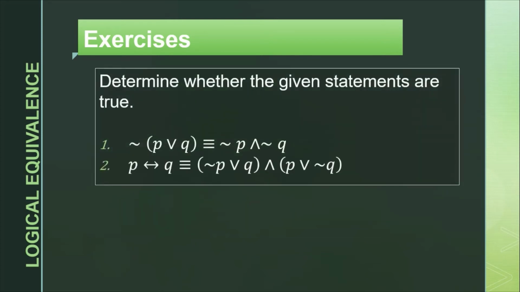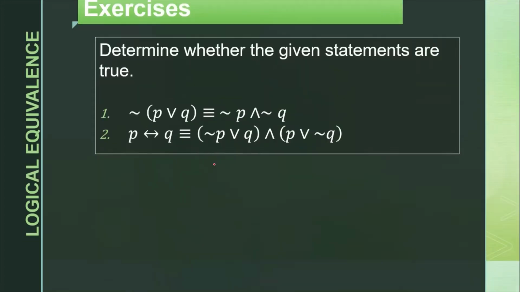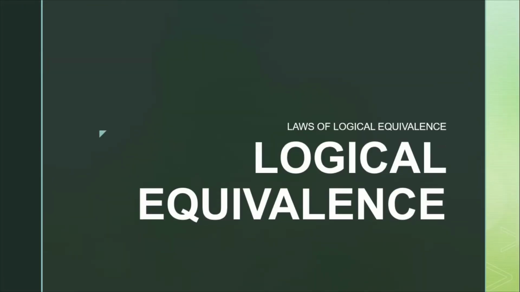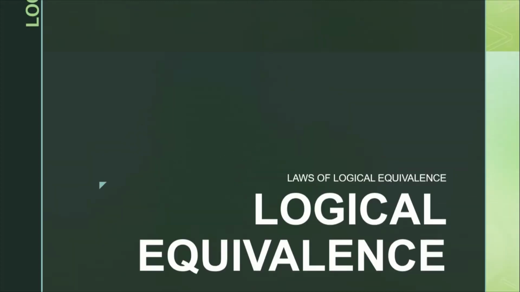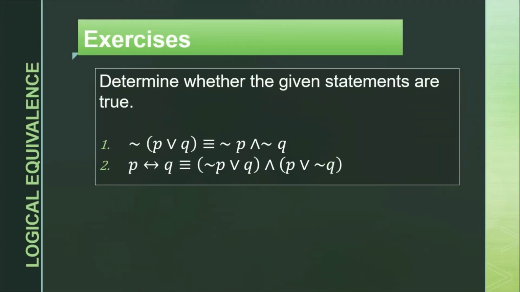Next, determine whether the given statements are true. In this example, this is what is placed here as logically equivalent. So we will just check if they are really logically equivalent, if the two compound statements are logically equivalent. Okay, now I did not place an answer solution for this one, but I believe you already know how to create a truth table.